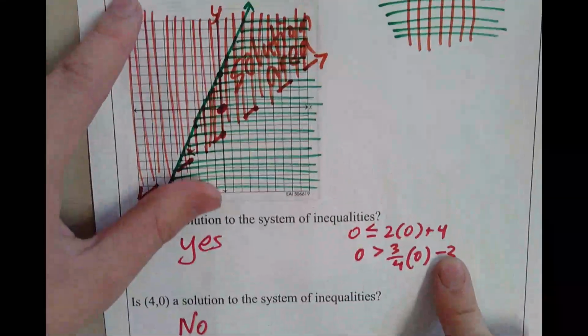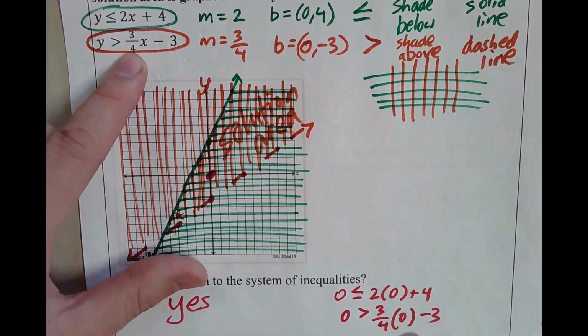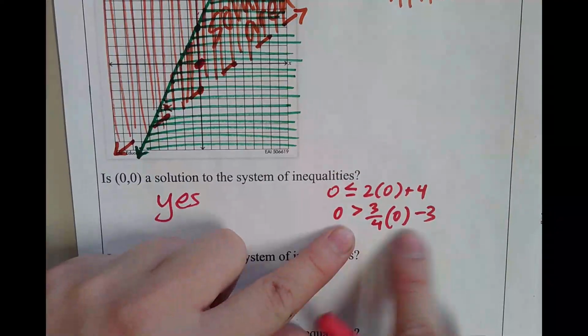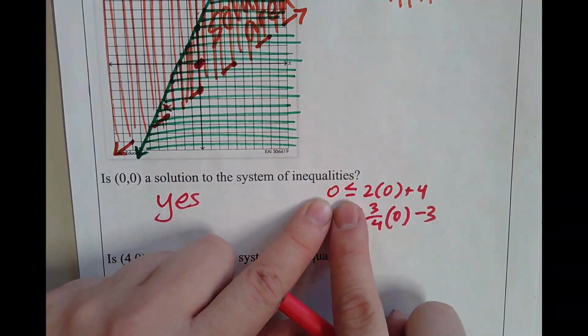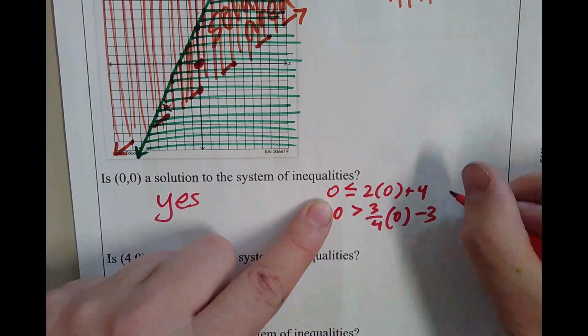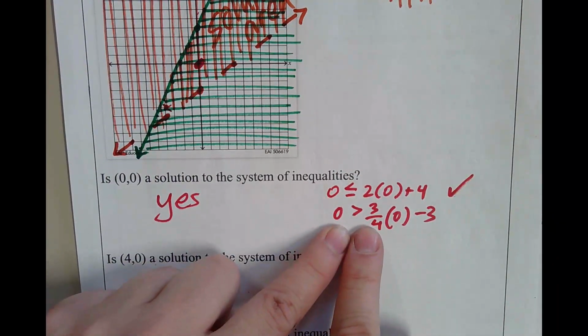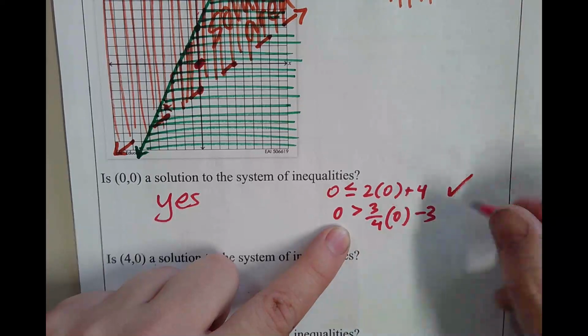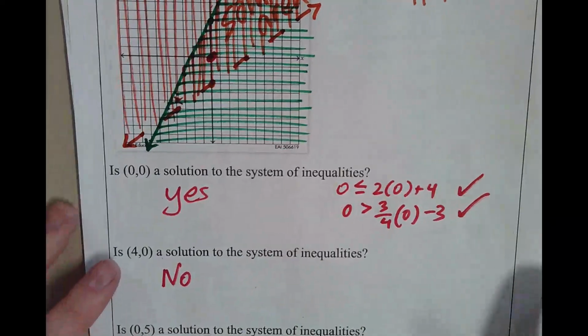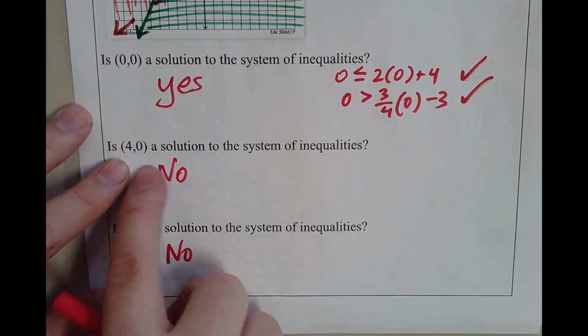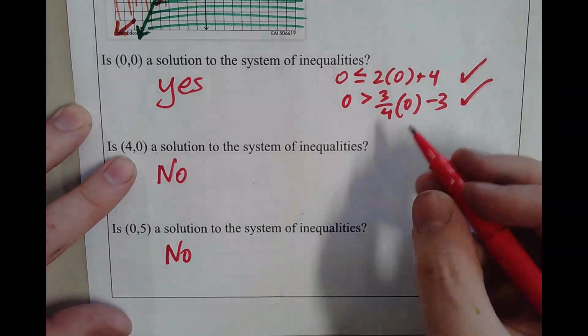So our first inequality is right here, and our second inequality was right here. And you tell me if those are true. Is that a true statement? 0 is less than 4? True. 0 is greater than negative 3? True. Okay.